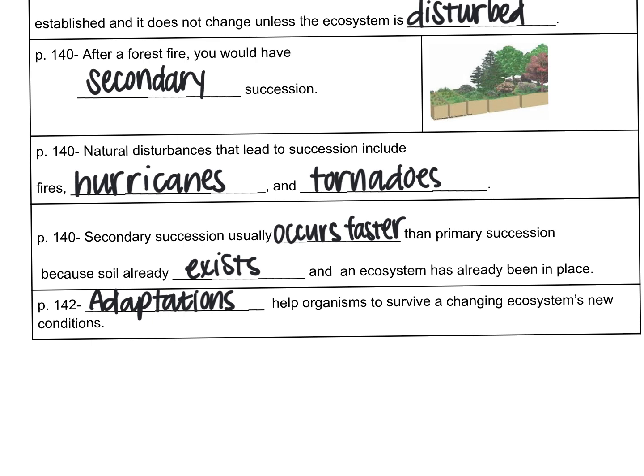Then maybe a woodpecker is able to fly away from the fire safely. So that's a behavioral adaptation, because it's learned to behave in a way to save itself.